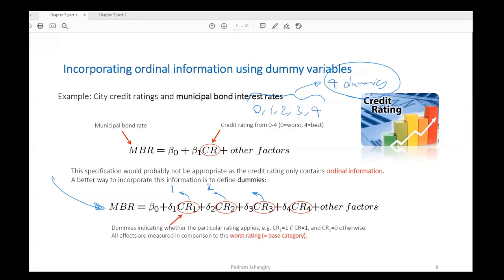By looking at this regression, what's the benchmark? What's the base group, the one which is not in the model? CR0. So we are comparing all these classes with respect to the base group. What's the base group? Credit rating equal to 0, the worst credit. Okay.